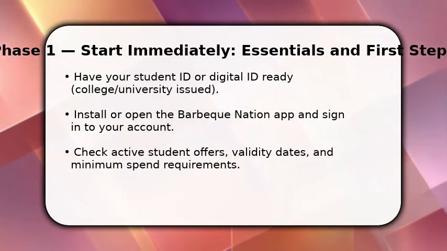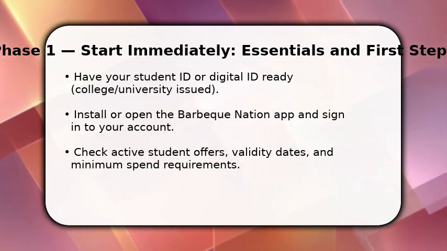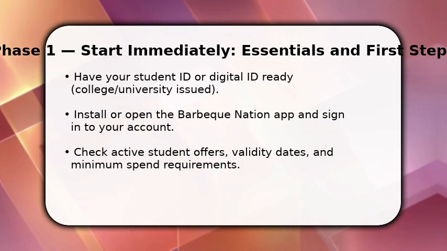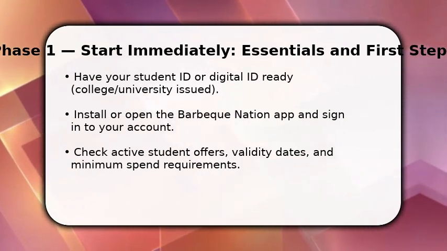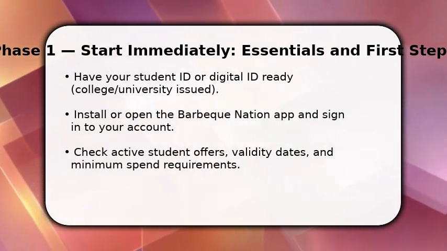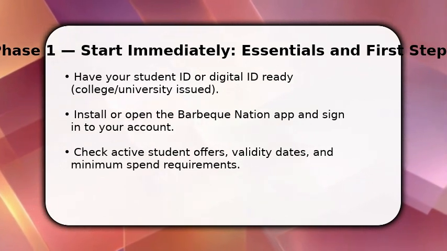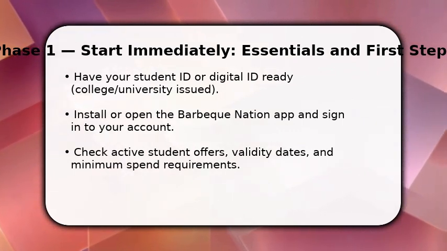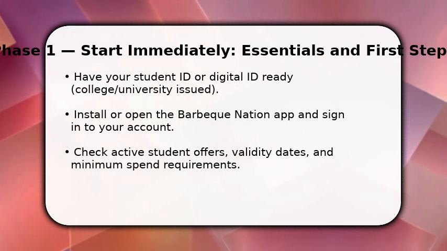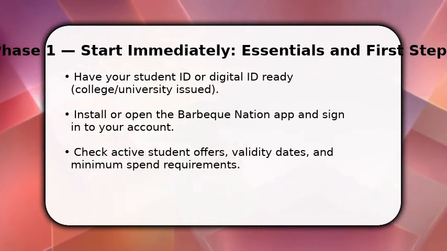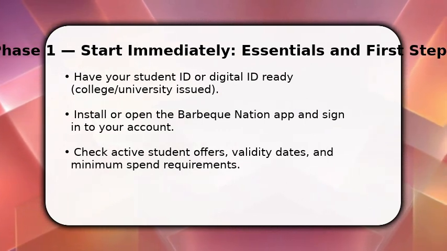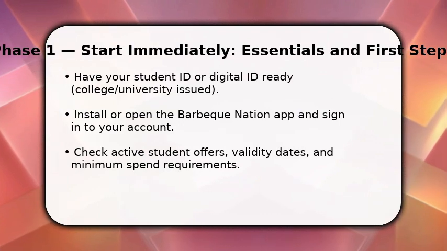You start by preparing what proves your student status and the app where the discount lives. Open the Barbecue Nation app and sign in. Once done, navigate to offers or account benefits. You must have a valid student ID, physical or digital, because verification can be instant or manual. Also make sure the offer's minimum spend and time windows match your booking plans. This avoids wasted steps later. Save a screenshot of your ID in the app if allowed, so verification goes faster.